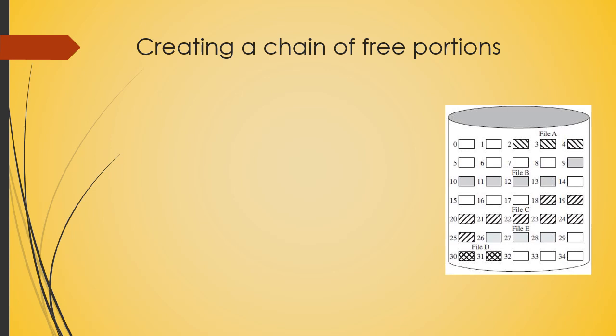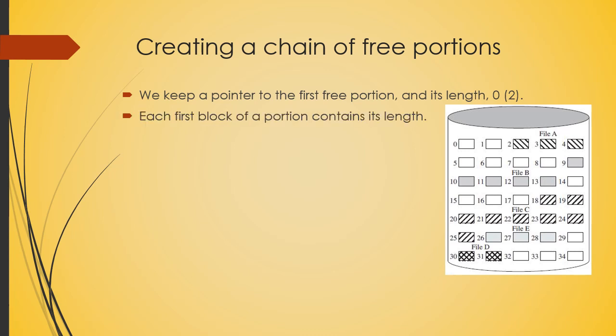Creating a chain of free portions. We keep a pointer to the first free portion and its length: 0, which is the first free block, and 2, which is the length of the first portion, spanning blocks 0 and 1. Each first block of a portion contains its length. The chain of free portions is 0 length 2, 5 length 4, 14 length 4, 29 length 1, 32 length 3.